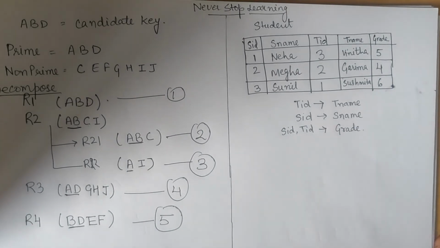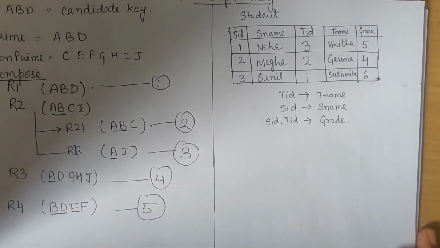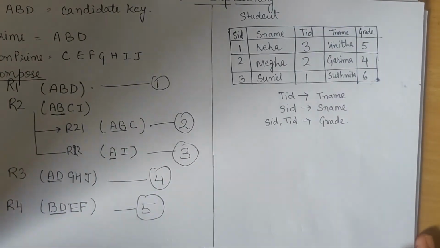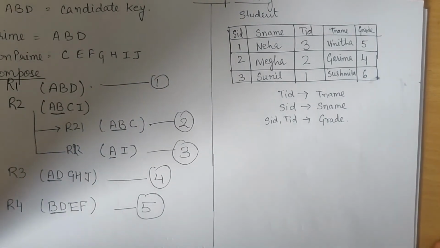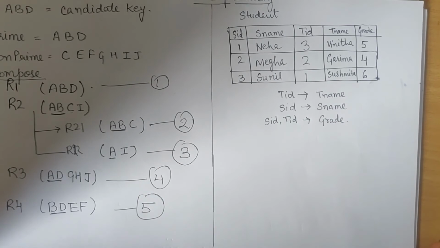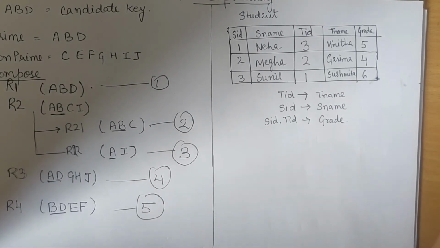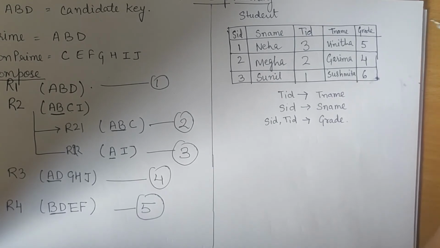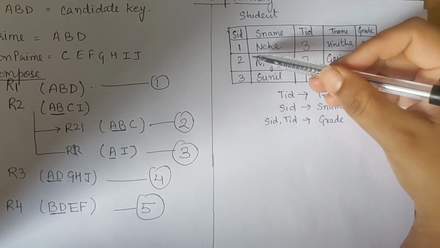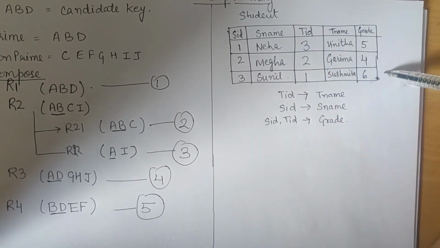Now what we have to do is check whether this table is in second NF or not. And if it is not in second NF, bring it to second NF. So what is the rule for checking second NF? First we have to check that this table should be in 1 NF. How to check it is in 1 NF? All the tuples should have atomic values. Yes, all the tuples are having atomic values.